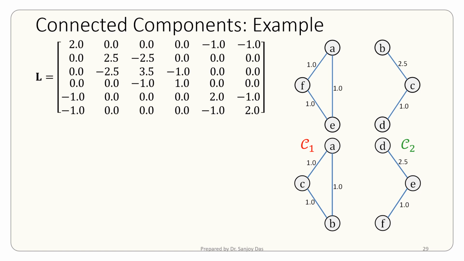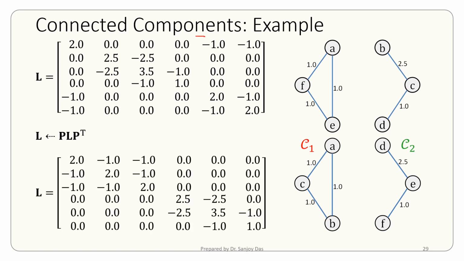So this is the old Laplacian, and we make this transformation using this permutation matrix that we just saw. Pre-multiplication rearranges the rows of L, and post-multiplication with P transpose rearranges the columns of L. And so we get this transformed Laplacian of this graph, and it has neatly divided the matrix into diagonal blocks. L1 is the Laplacian of connected component C1, and L2 is the Laplacian of the connected component C2.